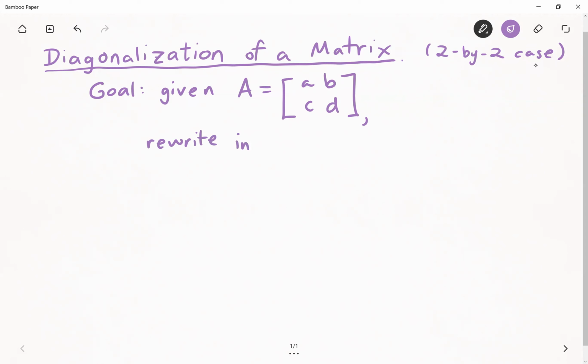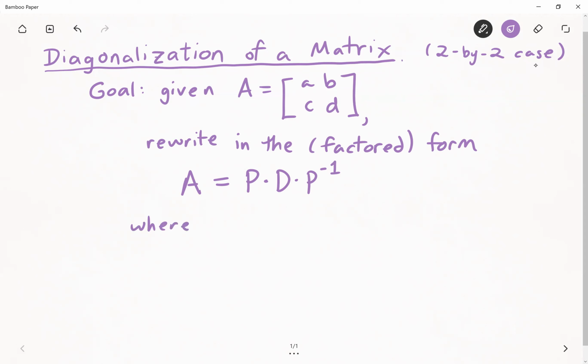in the form, I kind of think of this as factoring. Form A equals the product of 3 matrices, P times D times P inverse, where D is going to be what we call a diagonal matrix because it's only going to have 2 numbers on it. I'll call those numbers lambda and maybe the Greek letter kappa, and zeros elsewhere. So this is sometimes called a diagonal matrix.